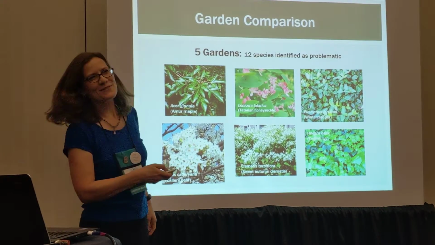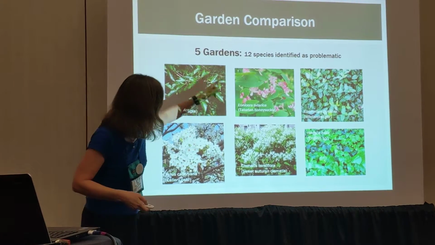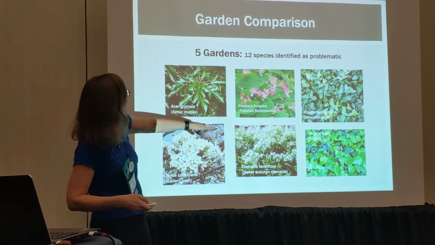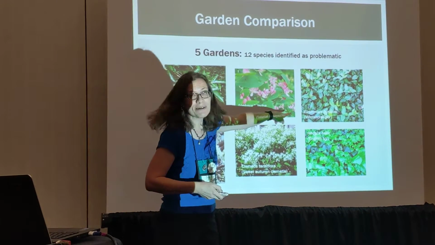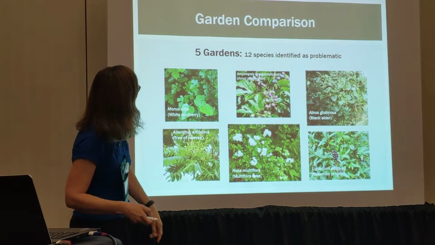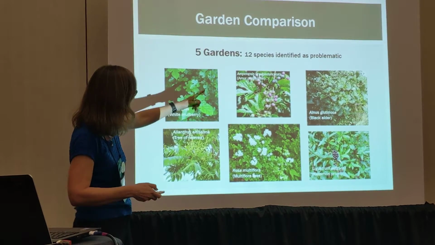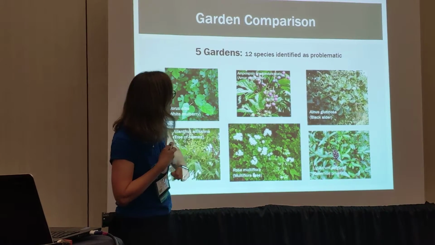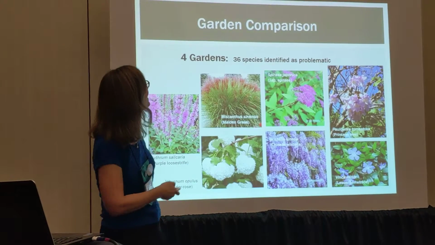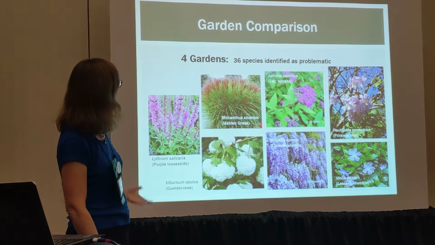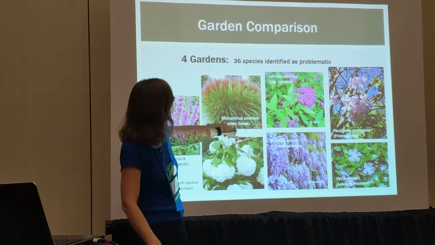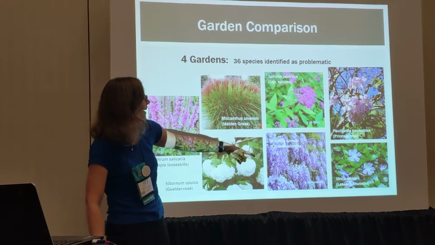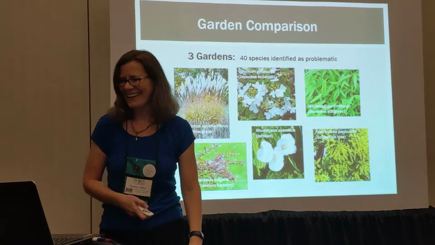Okay, 5 gardens, 12 species. We have Lonicera, sweet autumn clematis, Callery pear, my little baby, amur maple, winter creeper is popping up, English ivy is popping up, white mulberry, tree of heaven, which everyone knows about, multiflora rose, porcelain berry, black alder, common privet. 4 gardens, we have 36 species. I'll just point out that Chinese wisteria, mating grass, which is what we're working on. I'm trying to read. Bigger, minor.